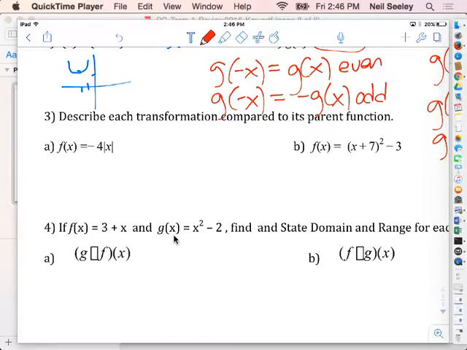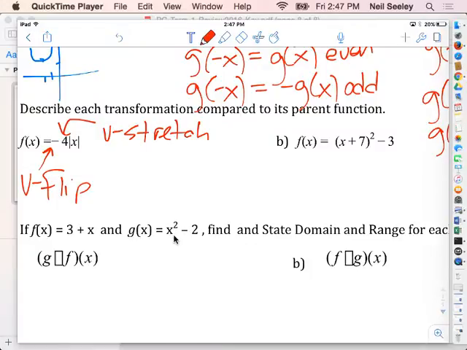Describe these. What's that, Grace? I'm sorry. Okay, no problem. V flip. Tell me what they are. V stretch. I hope you guys have nailed this down, that when you have something outside the parent function, it's vertical and it's as is. Simple, simple. Keep them simple if you know they're simple.